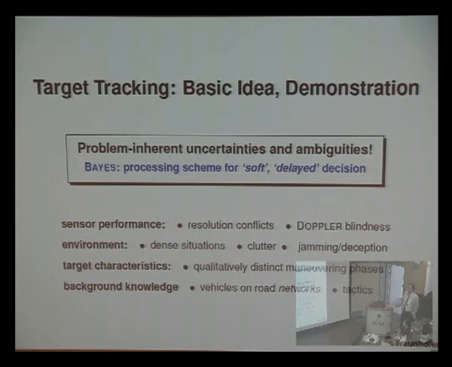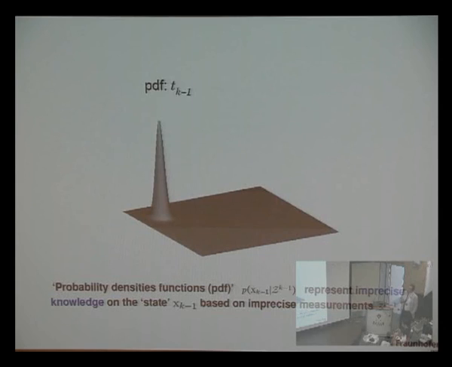Ambiguity is related to the sensor performance, to the environment, the target characteristics, background knowledge. We will see many examples of this in the future, in the next time we are together. Before I do so, however, I would like to provide you a more intuitive picture of what we are actually doing in target tracking and how this description of imprecise knowledge in a mathematical manner is done.